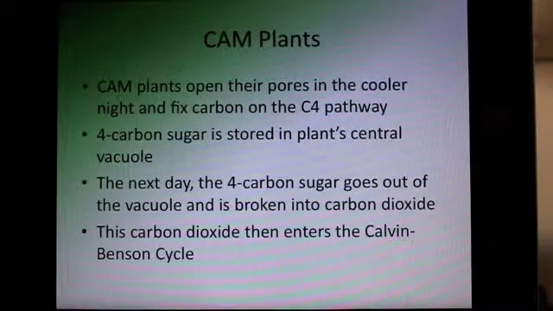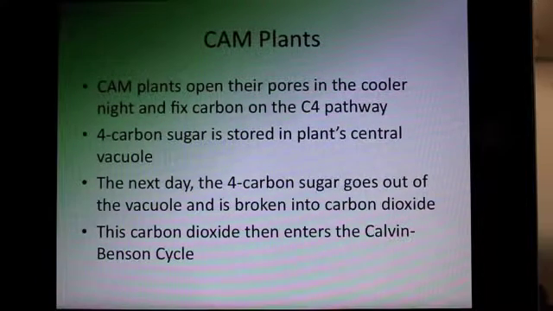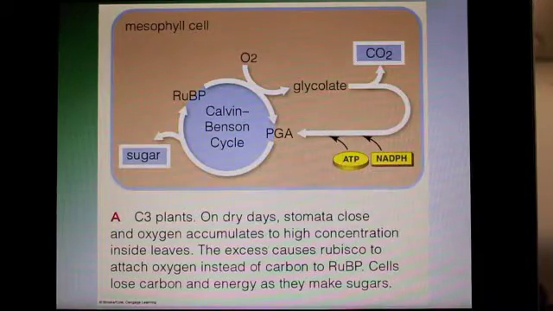CAM plants will open their pores in the cooler night and fix carbon on the C4 pathway. The 4-carbon sugar is stored in the plant's central vacuole, and the next day the 4-carbon sugar goes out of the vacuole and is broken down into carbon dioxide. The carbon dioxide then enters the Calvin-Benson cycle. So it solves the problem by doing it at different times of the day.